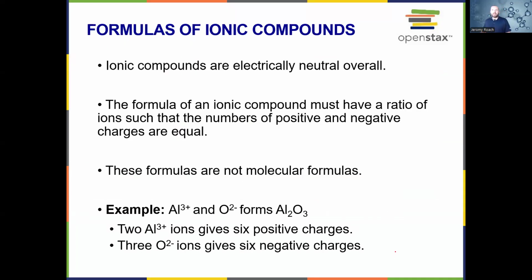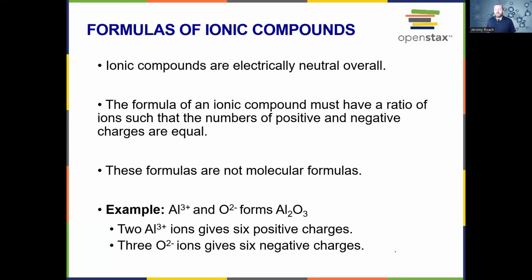Formulas of ionic compounds. Ionic compounds are electrically neutral overall. Although they involve positive and negative ions, when they form a compound, they become electrically neutral. So to write a correct formula, we have to balance the total positive and negative charges. And this does not always result in a 1-to-1 ratio.